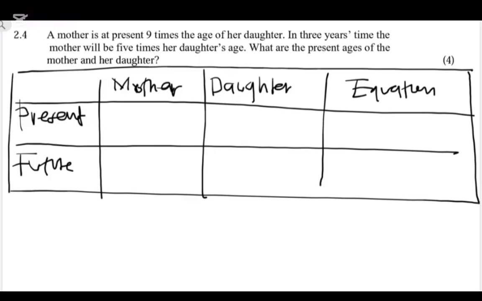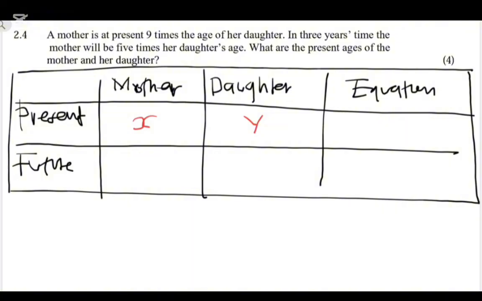In other words, right now in the present moment, we don't know the age of the mother and we also don't know the age of the daughter. So if we don't know something in mathematics, we can just let it be equal to x or y. So for the mother's age, I'm going to let it be equal to x, and for the daughter, I'm going to let it be equal to y, because the present ages of the daughter and the mother, we don't know.